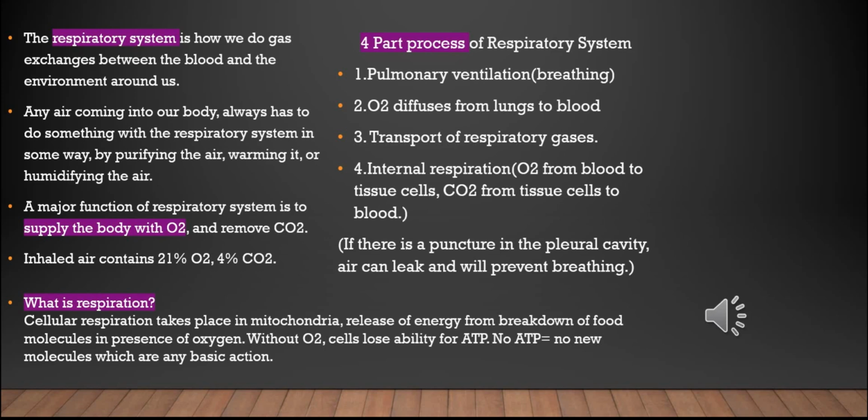There are four parts of the respiratory system. The first one is pulmonary ventilation, which is just breathing. The second one is oxygen that diffuses from lungs to blood. The third is transport of respiratory gases. The fourth is internal respiration: O2 from blood to tissue cells, and carbon dioxide from tissue cells to blood.